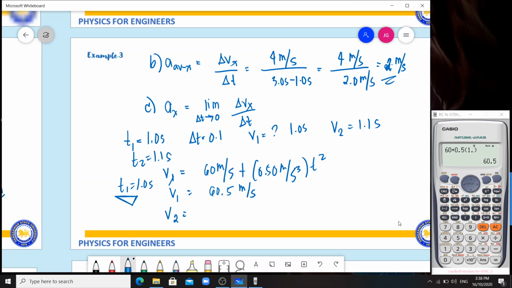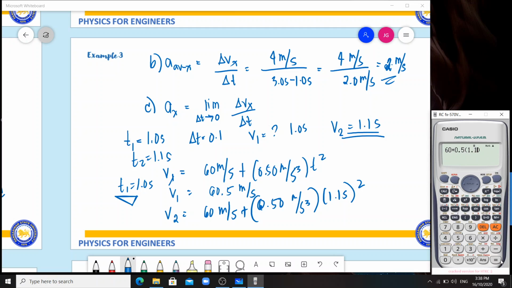For v2, which is at 1.1 seconds, we just replace t with 1.1 seconds. V2 is 60.55. Sorry, there is a squared there. So, 60.605, rather.